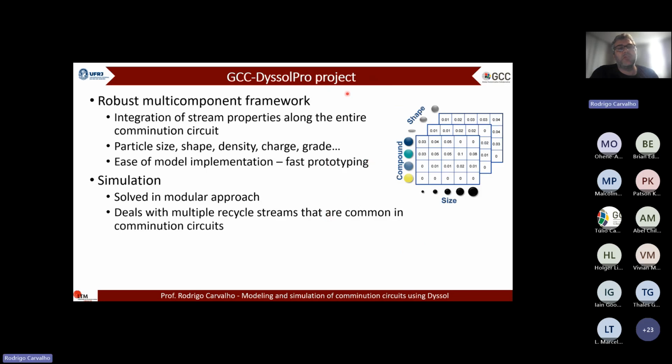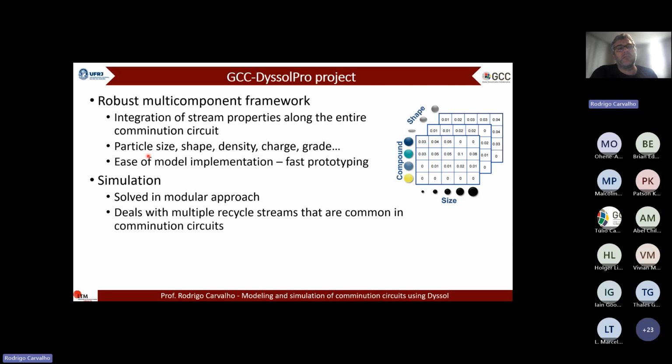Why did we choose Dyssol? Because it's a robust multi-component framework. Remember that I said earlier that we want to be able to simulate from the run of mine down to the separation stage, with the integration of the stream product along the entire comminution circuit. So after you define the material properties, they will be carried over the circuit, regardless if it's a crusher or a mill or a separator or a classifying stage.